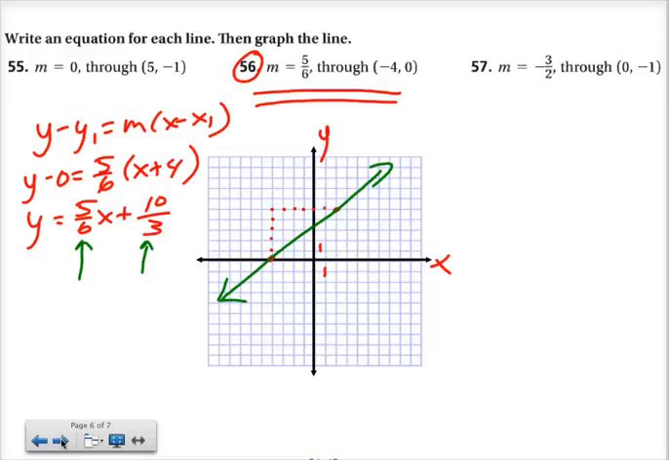And that is it for the most frequently asked questions for section 2-4, day 2.